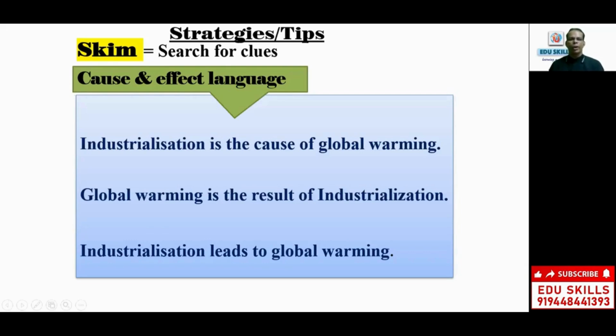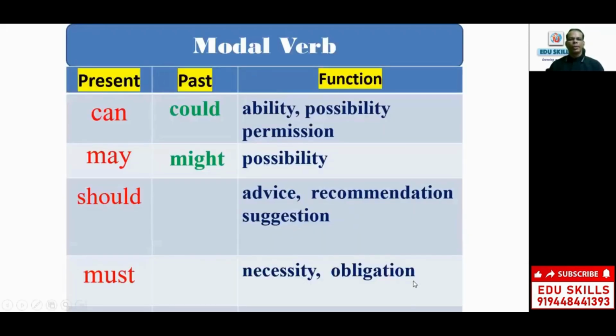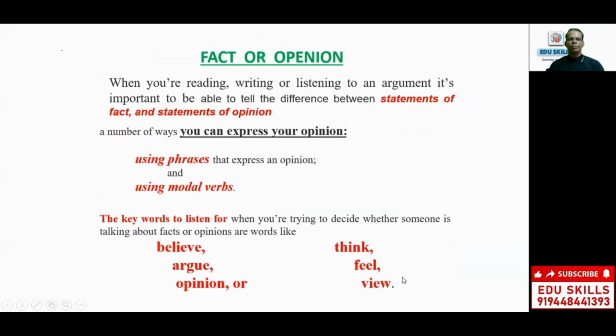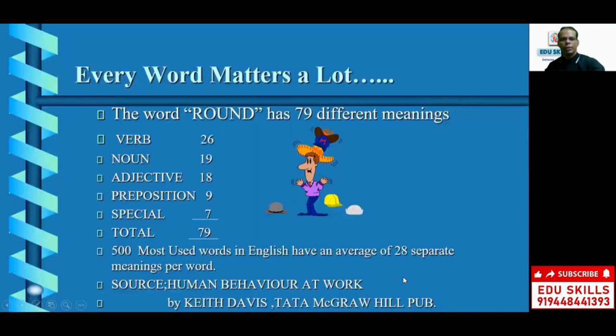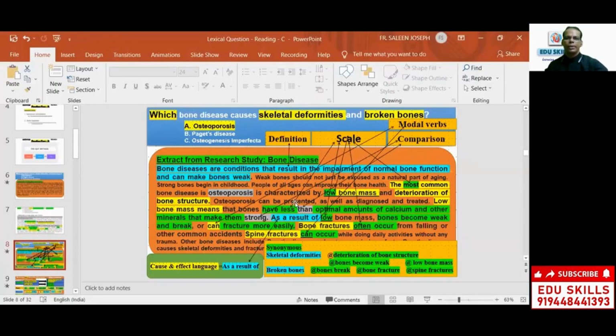So the example I gave you, I want to repeat. Industrialization is the cause of global warming. That can be said as global warming is the result of industrialization. Industrialization leads to global warming. And all those modal verbs, you know, I need not tell you. Okay, getting back to the whole thing. See here, as a result of low bone mass, bones become weak and break. Weak means skeletal deformity. Break means broken bones. How beautifully it is being used.